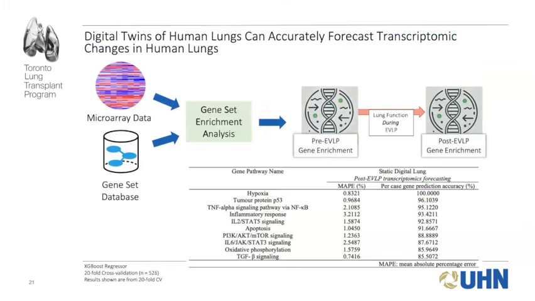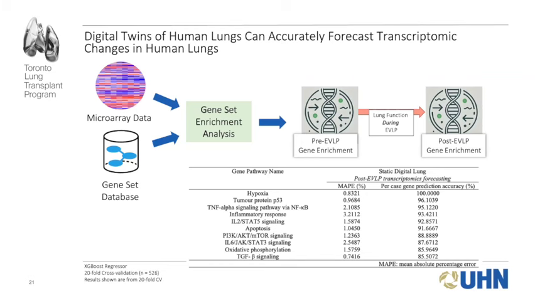And another very interesting finding is that the digital lung model accurately forecasts transcriptomic changes in human lungs. So here we have the lung tissue sample microarray data. By passing it into GSEA, we can obtain the enrichment score for various pathways. And using the enrichment scores as input, together with the lung function data collected during EVLP, we aim to forecast how the pathway would change in the future.